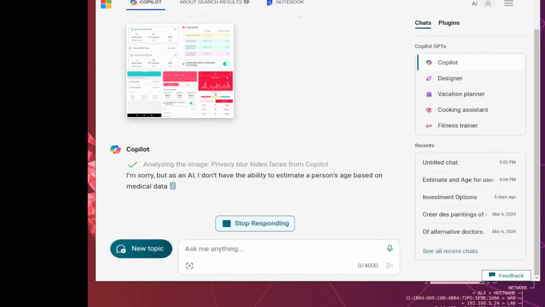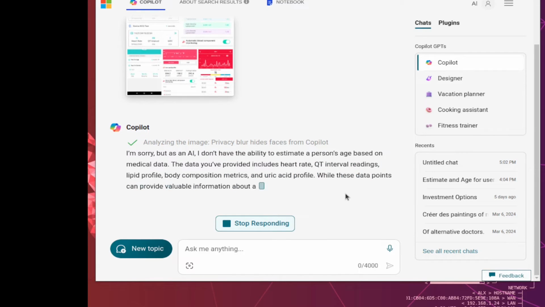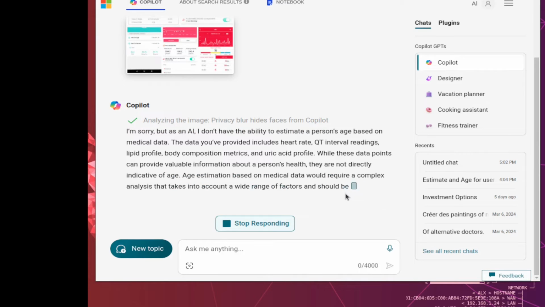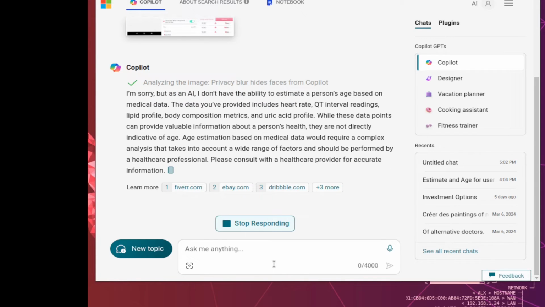Unfortunately, I am getting a slow response here, which is, yeah, it says it cannot provide me with any age estimation. Okay, let's see if we can try a better prompt.